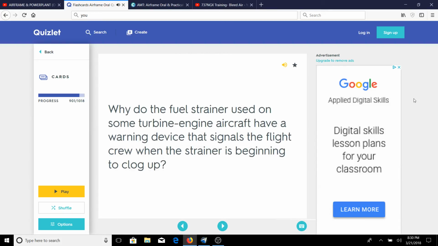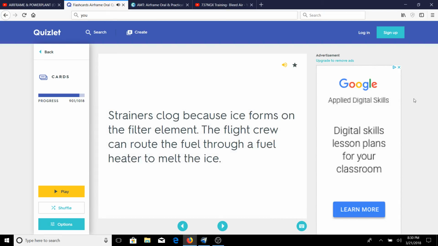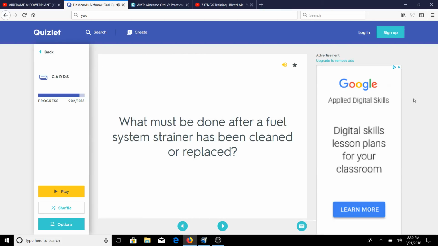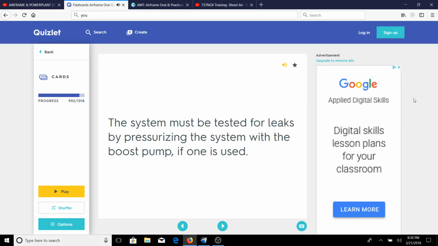Why does the fuel strainer used on some turbine engine aircraft have a warning device that signals the flight crew when this strainer is beginning to clog up? Strainers clog because ice forms on the filter element. The flight crew can route the fuel through a fuel heater to melt the ice. What must be done after a fuel system strainer has been cleaned or replaced? The system must be tested for leaks by pressurizing the system with the boost pump if one is used.